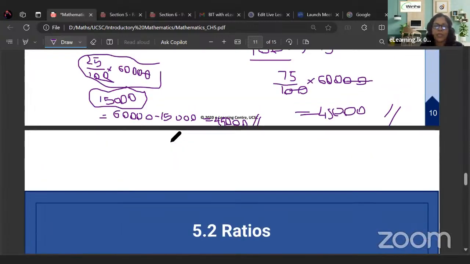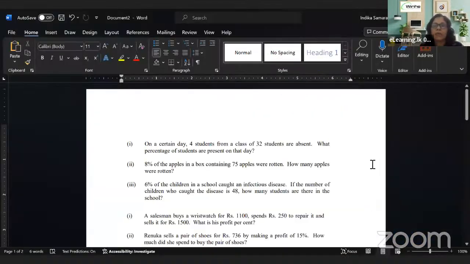Right. Before going to ratios, shall we do some exercises? We'll share the screen. This one. Try to do the first three.